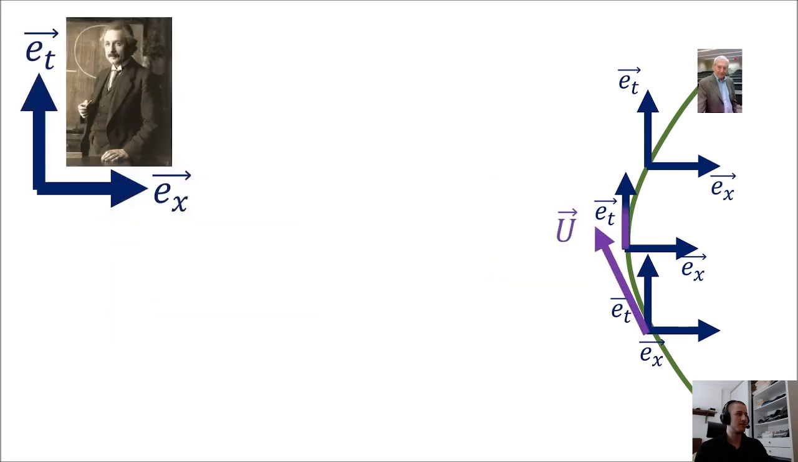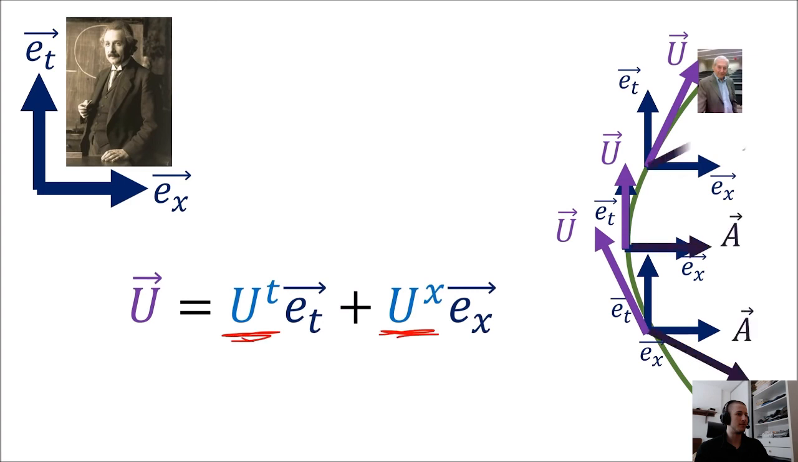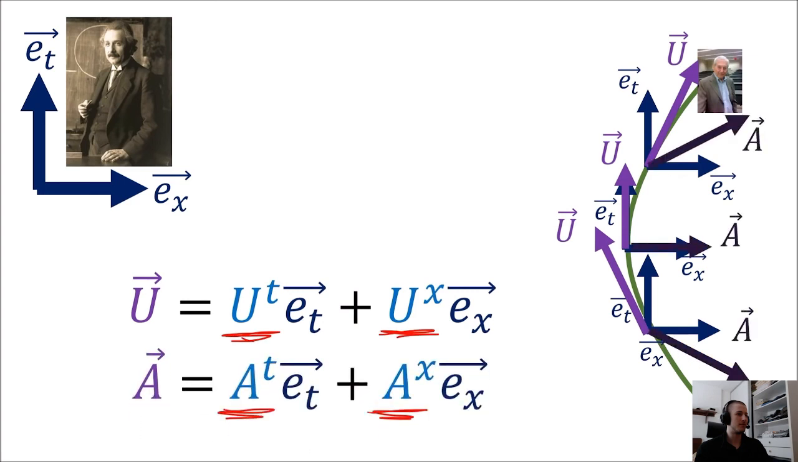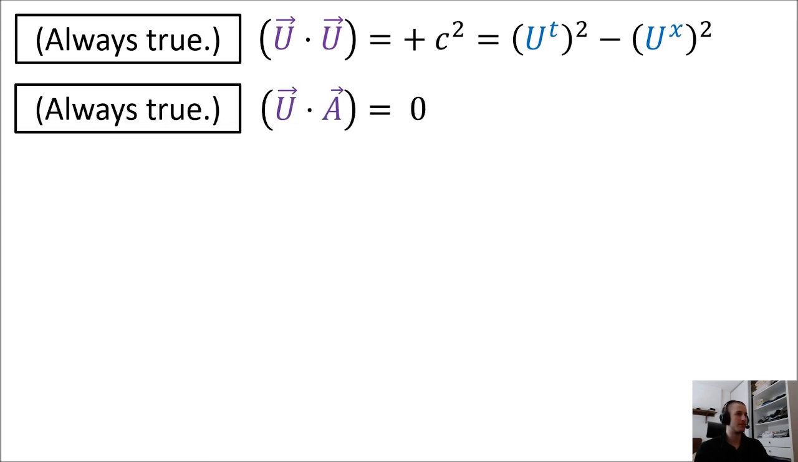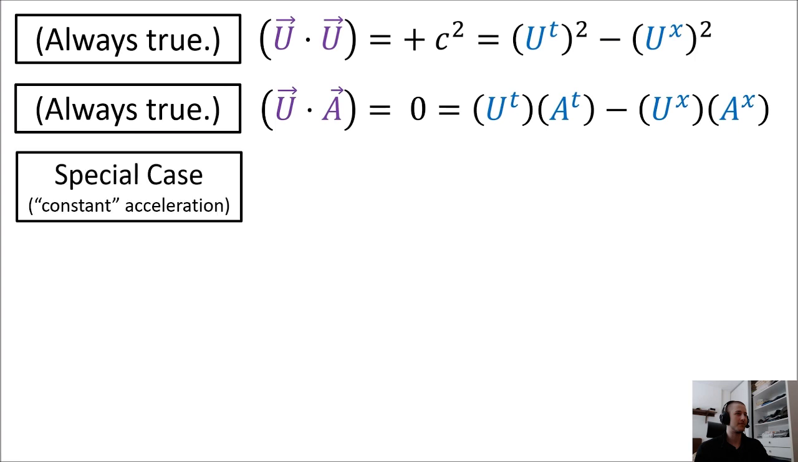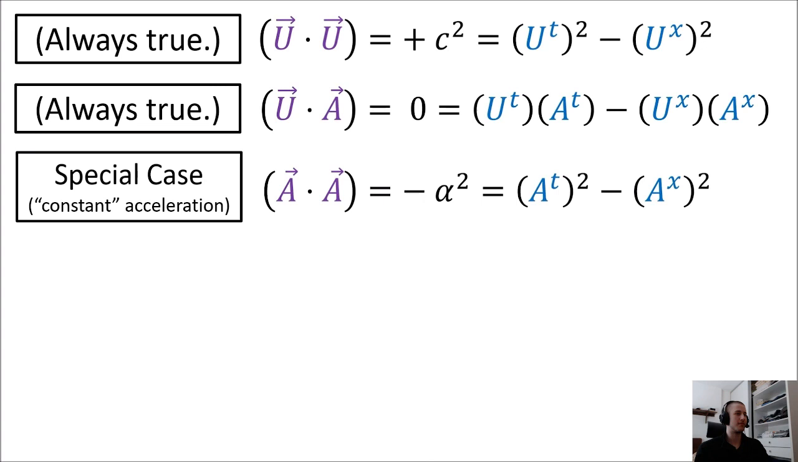Our goal is to measure the components of the 4 velocity vectors u and the 4 acceleration vectors a along Rindler's world line, measured in Einstein's spacetime basis. We already know that it's always true that the 4 velocity dotted with itself gives c squared. In Einstein's frame, Rindler's 4 velocity dotted with itself equals ut squared minus ux squared. We also showed that it is always true that u dot a equals 0. In Einstein's frame, this means that ut at minus ux ax equals 0. Finally, in the special case of constant proper acceleration, we have a dot a equals negative alpha squared, which is at squared minus ax squared.